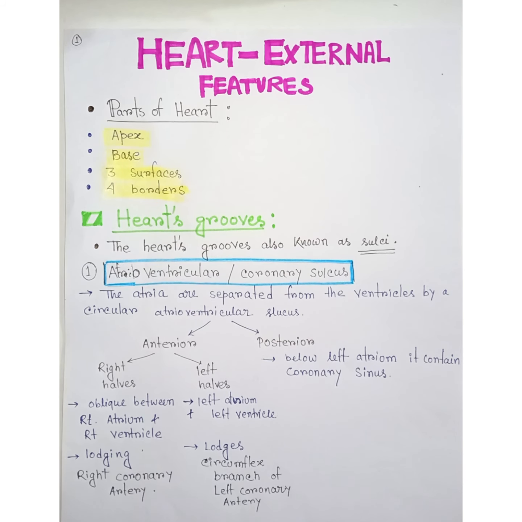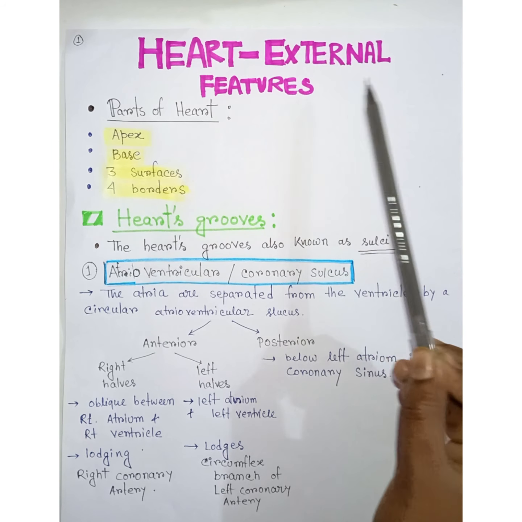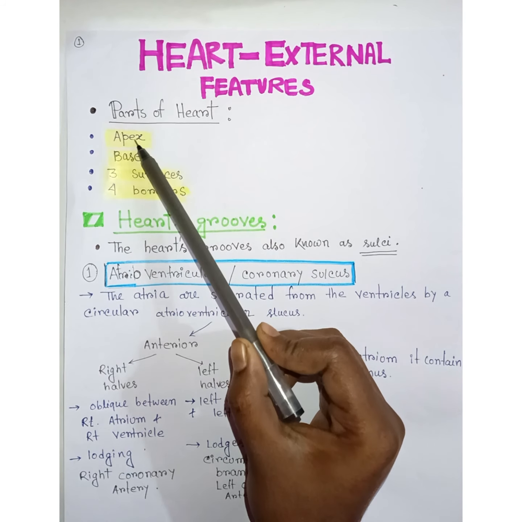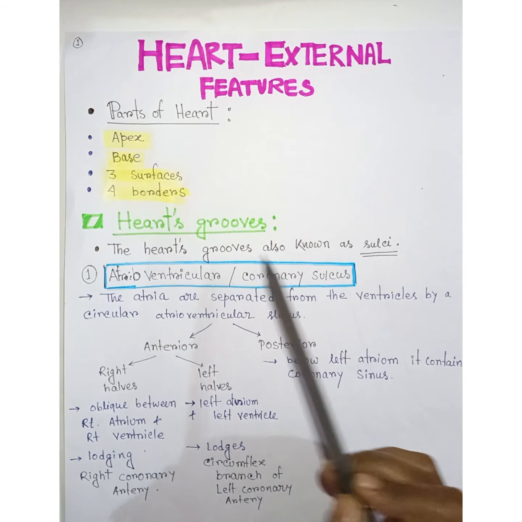In today's video, we are discussing the external features of the heart. The human heart has four chambers: the right and left atria and the right and left ventricles. Our topic today is heart grooves, apex and base, borders, and surfaces of the heart. The heart has an apex, a base, three surfaces, and four borders. Let's start.